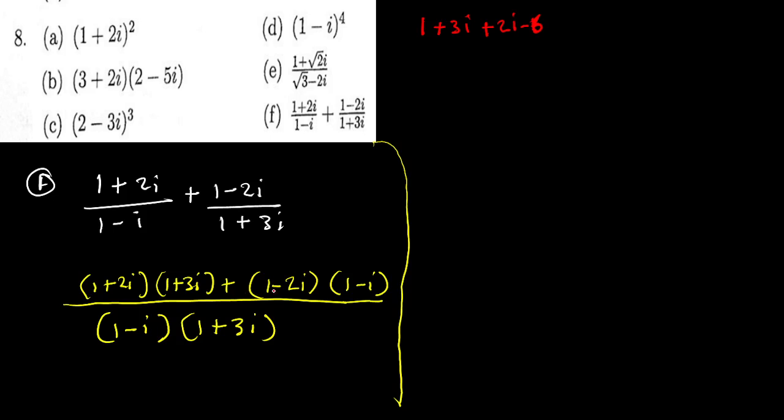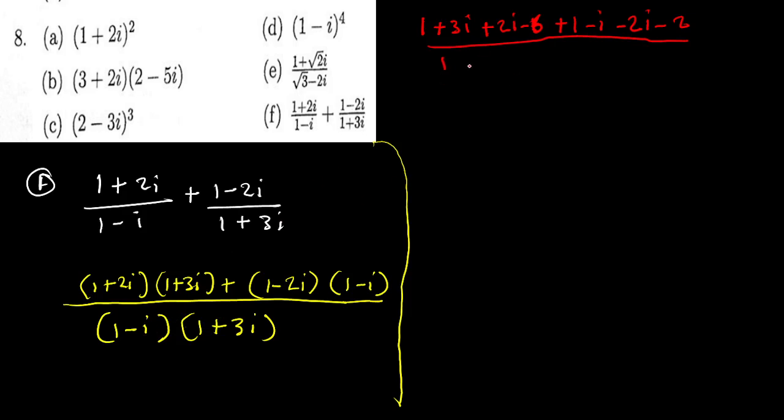Then you go this side, 1 times 1, it's simply a 1. Okay, 1 times negative i, it's negative i. Then you're going to say negative 2i times 1, it's negative 2i. Then negative 2i times negative i, negative times negative is positive, i squared is negative, so you're going to have negative 2. Then over, you know our denominator there, 1 times 1, it is 1.